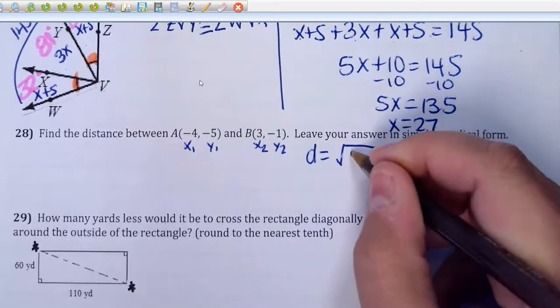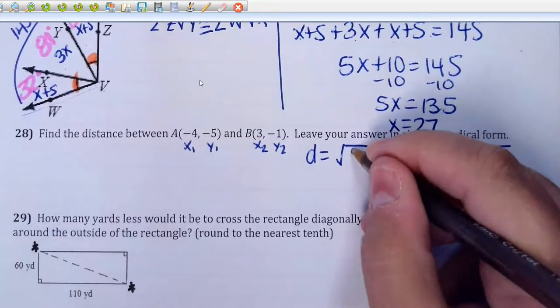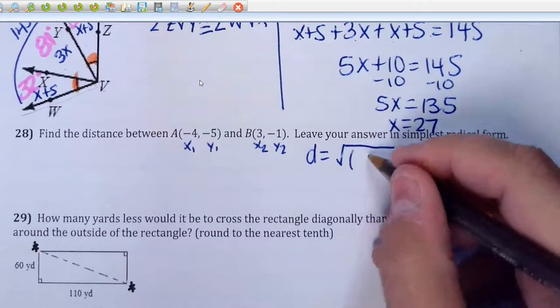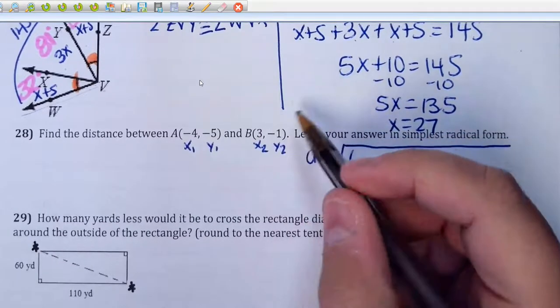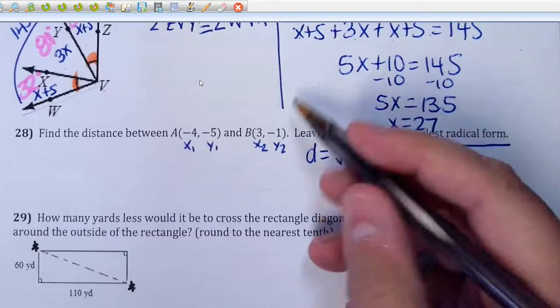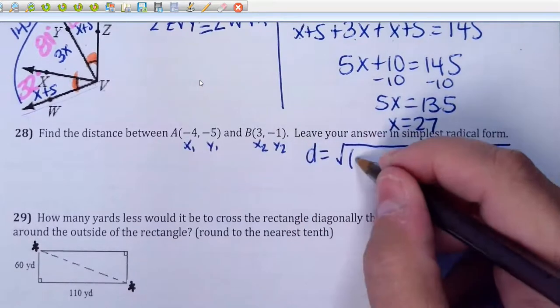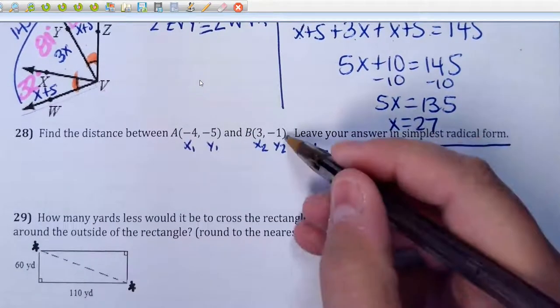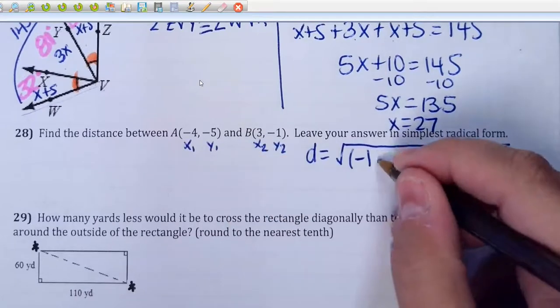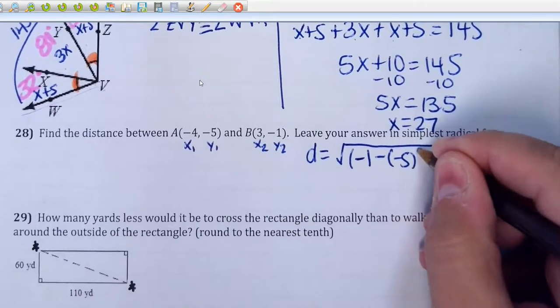Since I don't have a graph, if you wanted to make a graph, you could make a graph and do the Pythagorean Theorem, whatever your preference is. I just don't have a graph picture here. So for y2, I'm going to find the difference in the y-coordinates. So I'm going to do y2 minus y1, which is 1 minus a negative 5.